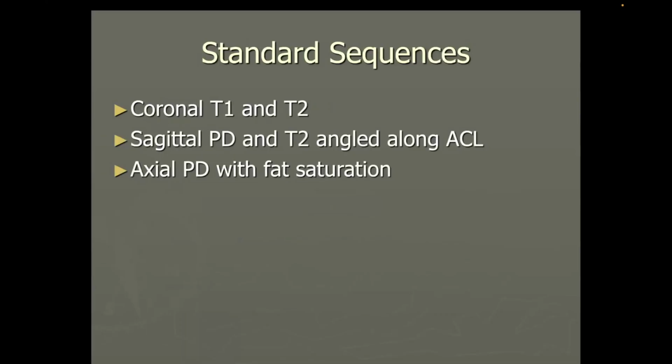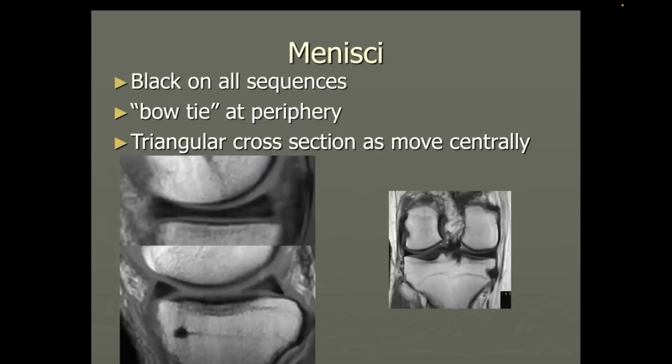The standard sequences that you're going to get pretty much at any of the radiology places around town, and certainly I think across the country, you're going to get coronal T1s and T2s. You're going to get sagittal proton density and T2, oftentimes angulated along the ACL. The radiologists find that to be helpful. And then you'll get axial proton density with fat SAT images.